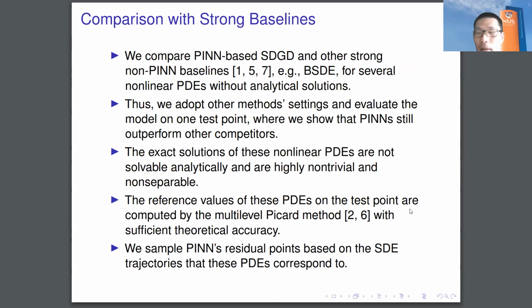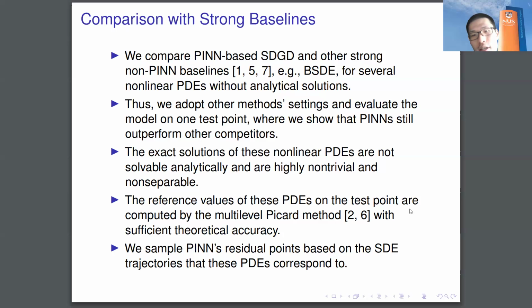We adopt their non-PINN baseline settings, and one famous baseline is BSDE, the backward stochastic differential equation method. Its full title is Solving High-Dimensional PDEs with Deep Learning, published in PNAS in 2018. They can only produce the prediction on one test point at each training instance. But as you know, PINN is mesh-free, so we can predict many test points after one training instance. So that's another advantage of PINN.